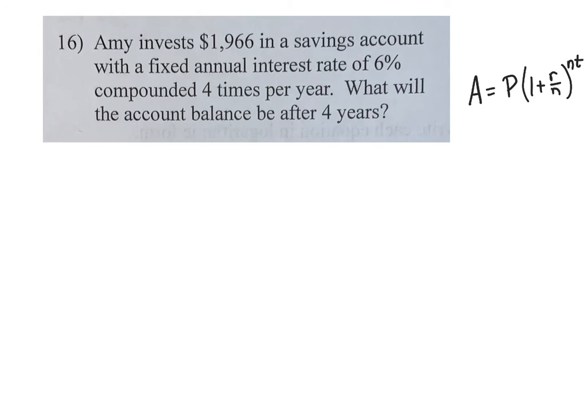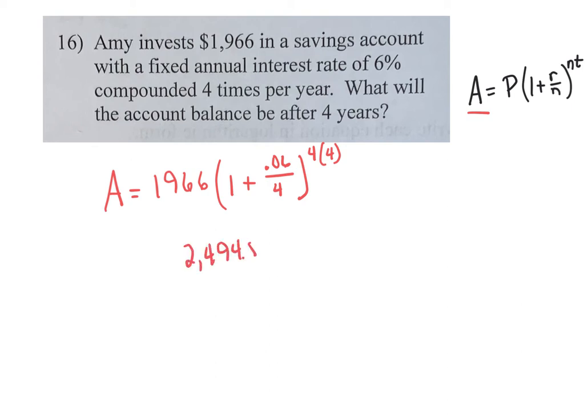So it says Amy invests $1,966 in a savings account with a fixed annual interest rate of 6%, compounded 4 times per year. What will the account balance be after 4 years? So they want to know what the account balance will be. They've given you the principal of 1966. Your rate in decimal would be 0.06. Number of times per year, they said 4, raised to the 4 times per year at 4 years. And then you just plug that guy in. And so you should get $2,494.83. I do not tell you how to round for these because it's dollars and cents, and you should automatically round to 2 decimal places.